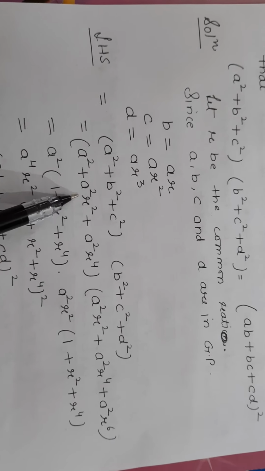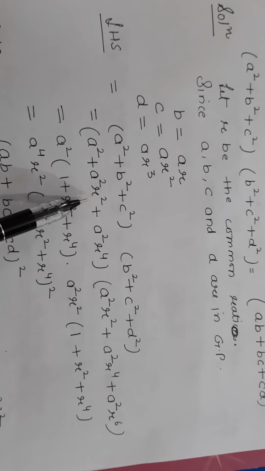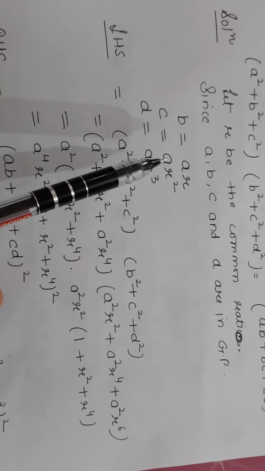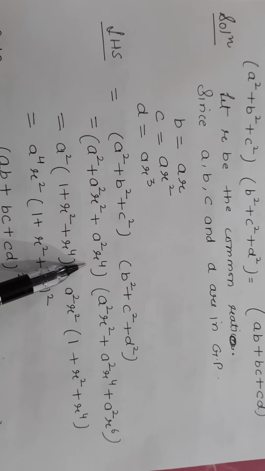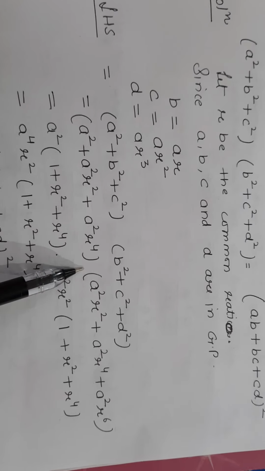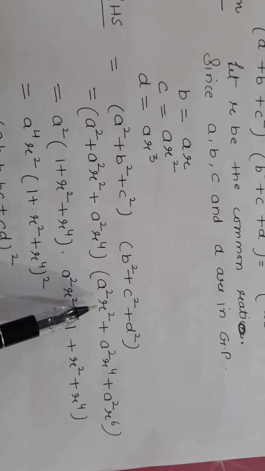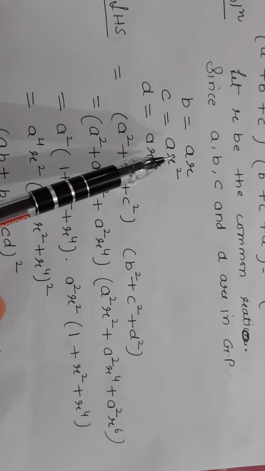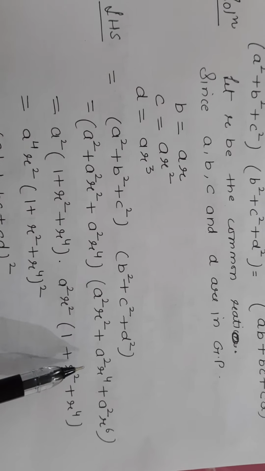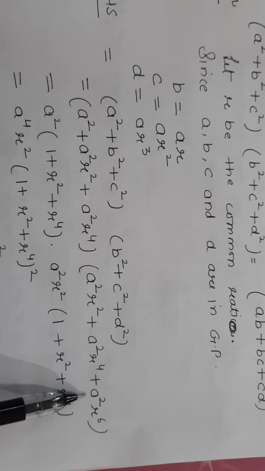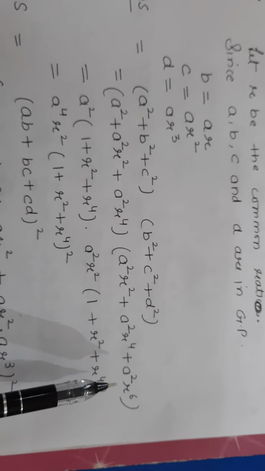So put the value of B here. B is A into R, so its square will be A square into R square. C square is A square into R raised to the power 4. Multiply with, again put the value of B here. You will get B square as A square into R square. Then C square will be A square R raised to the power 4 and D square will be A square R raised to the power 6.